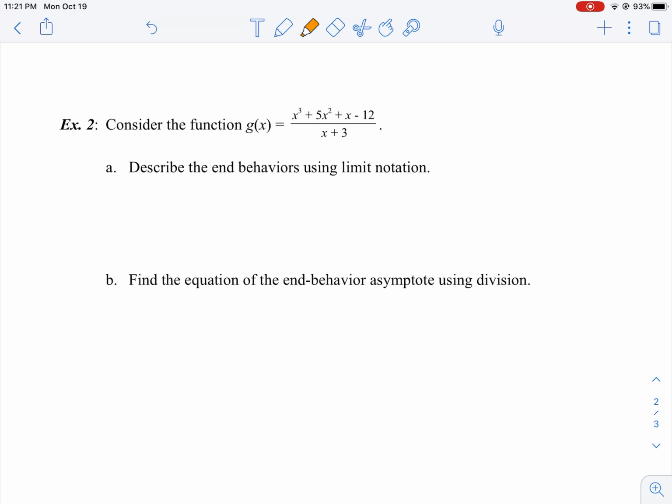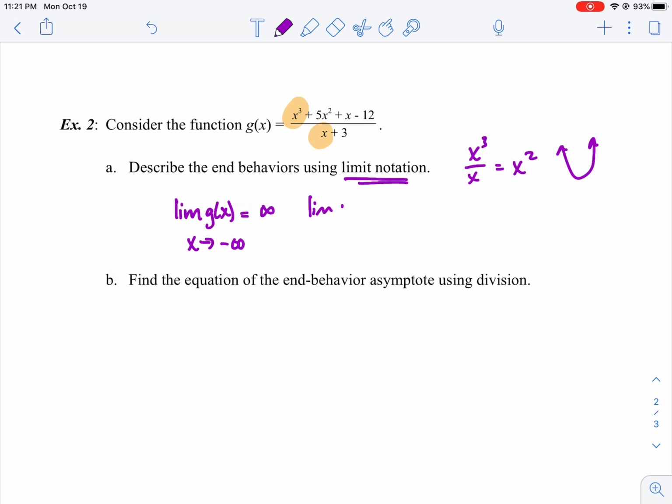Again, if I just use the comparison method, I would be saying, well, I've got x cubed and I've got x. The comparison method would say x cubed over x is x squared. So that's a parabola. If I just want to write the end behavior using limit notation, that's good enough. I know what the end behavior is now. As I go to the left, it's going to go up. As I go to the right, it's going to go up. So the comparison method works great if all we want to know is what it's going to do. So we know it's going to go up, up.